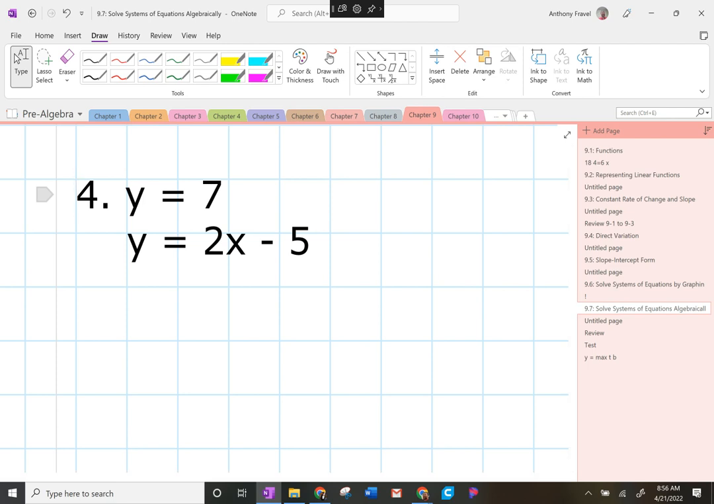All right, I'll turn it up a little so you can see what you're writing. The two equations I have: the first is y equals 7, and the other equation is y equals 2x minus 5.